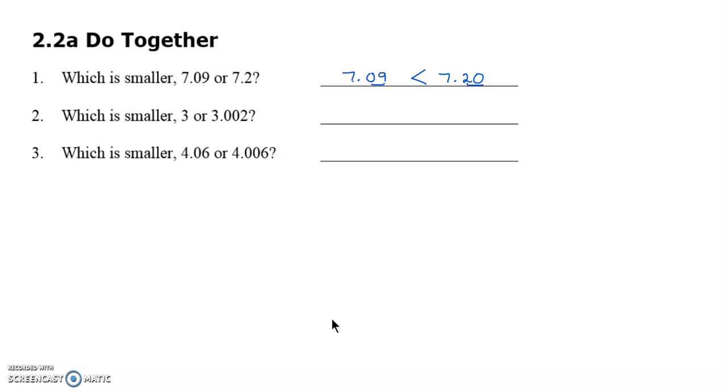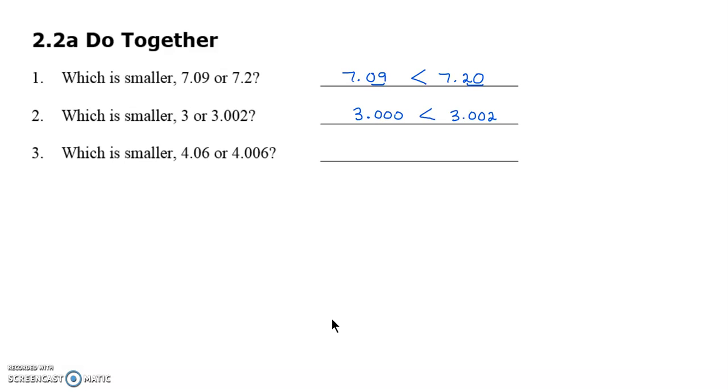For number 2, which is smaller, 3 or 3.002? Well, again, we can compare them by making the decimals identical if we're not sure. So which one's smaller of these? We see the 3.000, that one has less than 3.002. So 3 is smaller. So our symbol again is going to face towards the greater number, 3.002.